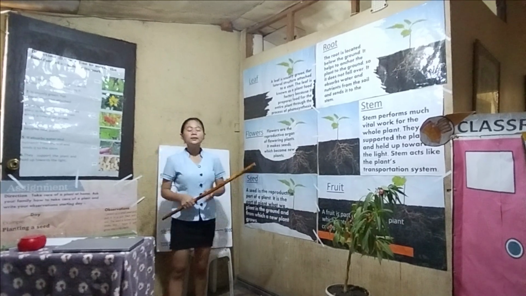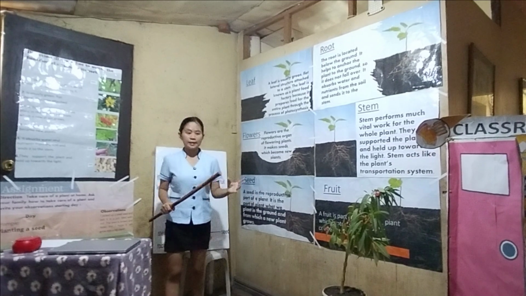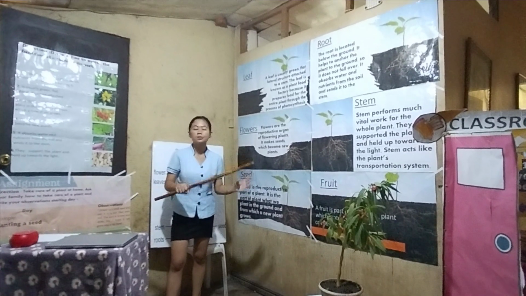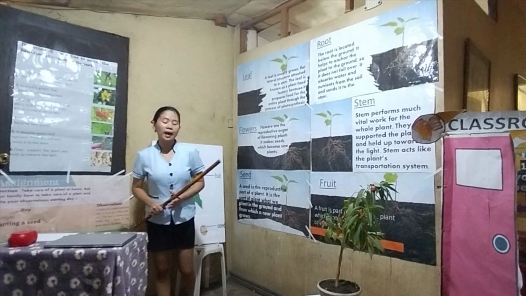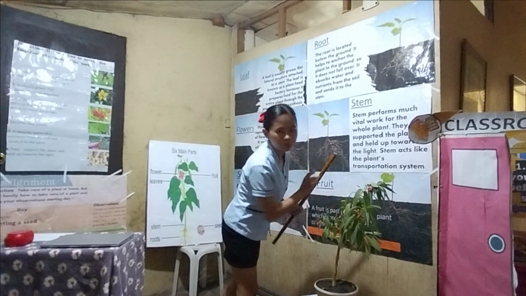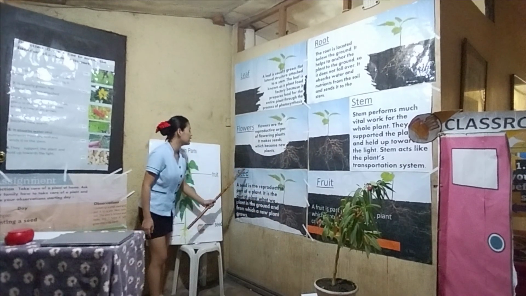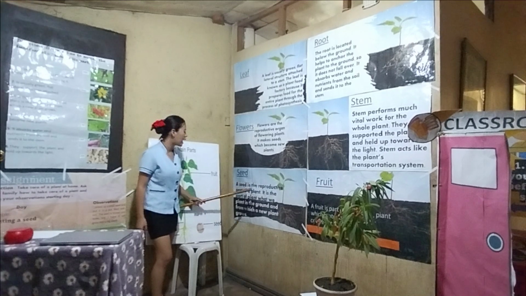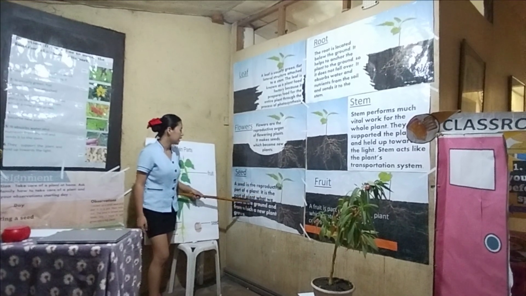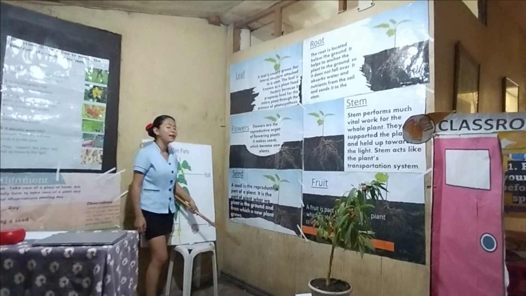Okay? So when the animals eat the fruit, they often spread the seed into new places through their droppings. So the fruits are here. These are the fruits. So let's have a seed. A seed is the reproductive part of a plant. It is the part of the plant that we plant in the ground and from which a new plant grows.